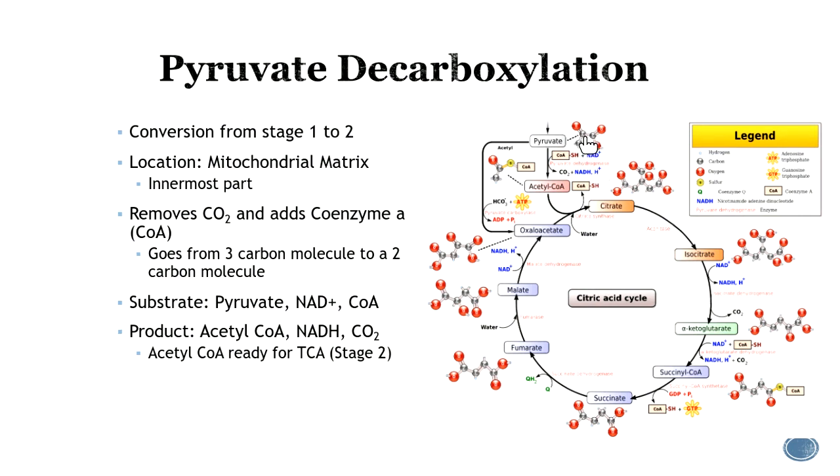So here's your pyruvate. There's 1, 2, 3 carbons. It's going to come into the matrix and bind with coenzyme A, and in the process of doing that, you're going to chop off one of these carbons right there. And this is the product that you get. In the process of chopping off that carbon, you now have acetyl-CoA. Now this molecule is ready to go into the next part.